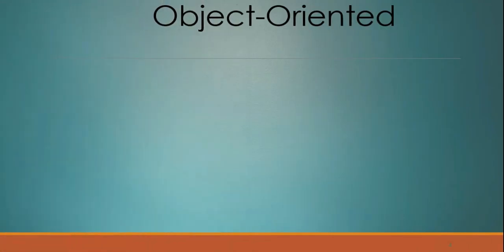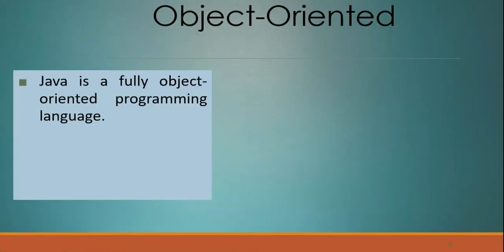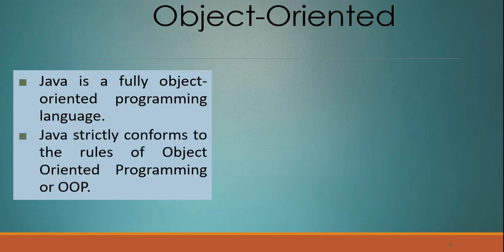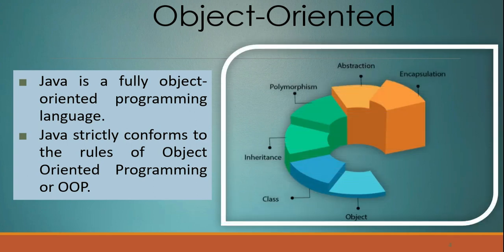Next feature we have is object oriented. Java is a fully object oriented programming language, and it follows all the rules of object oriented programming, or OOPS. So a few of the features of OOPS are object, classes, inheritance, polymorphism, abstraction, and encapsulation. Java works on classes and objects. If you want to write any program in Java, there should be at least one class.